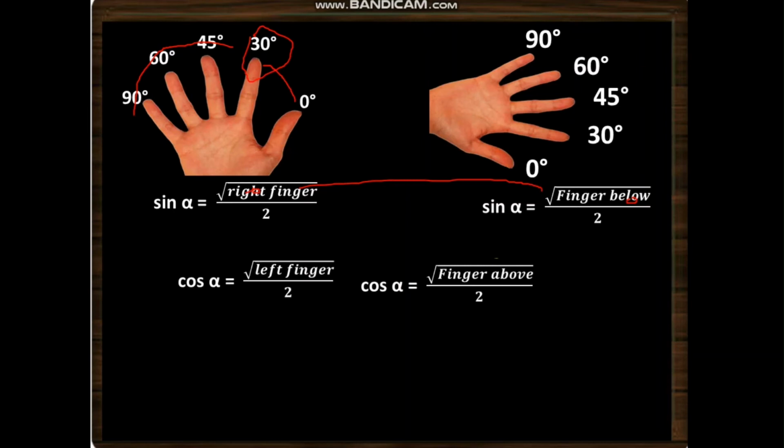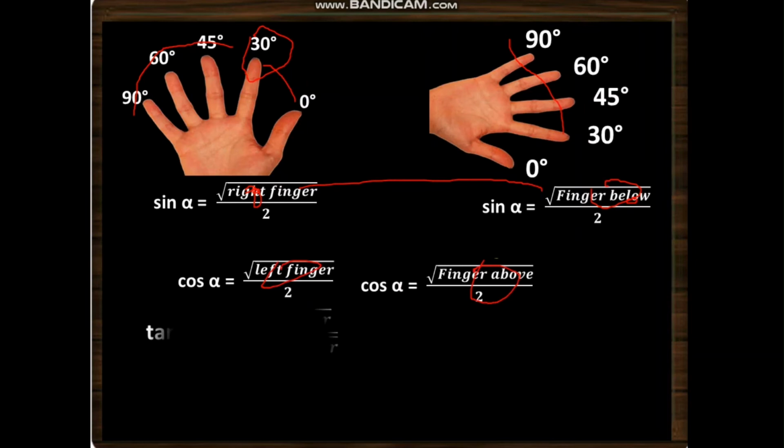Pagdating dito, ang titingnan natin yung fingers above. Ilan po ba yung fingers na nasa taas ng 30? Tatlo din po, di po ba? So parehas sila ng sagot. Iba lang yung posisyon ng kamay na ating ginagamit. Ulitin natin, sa cosine rather. Pag sine, right finger and below. Tandaan, pag sine, right finger and below fingers. Pero pag cosine, left finger and above fingers.